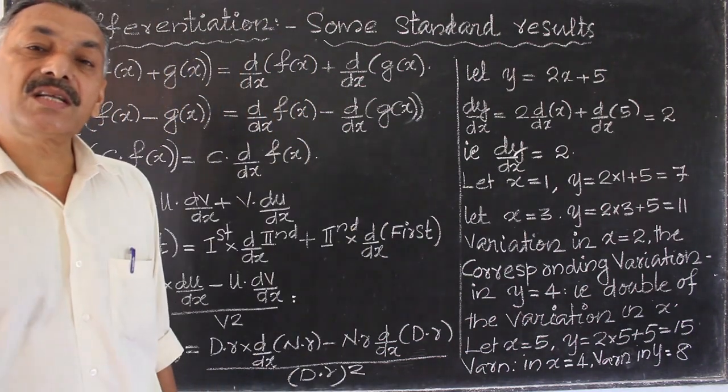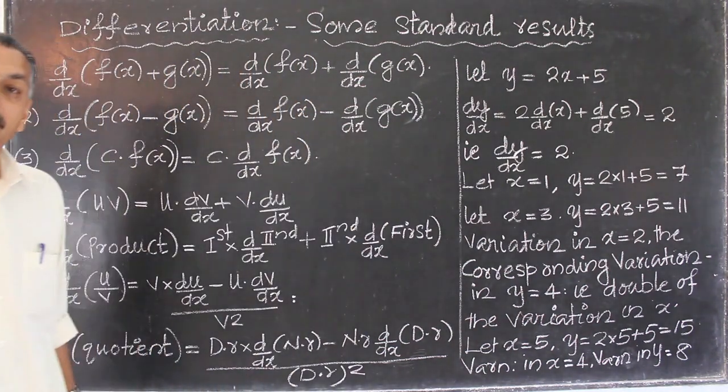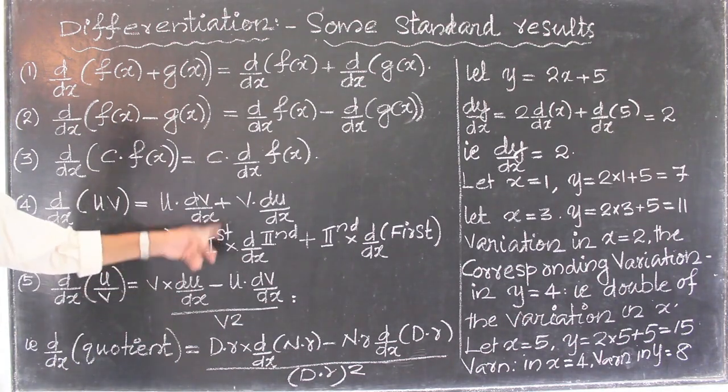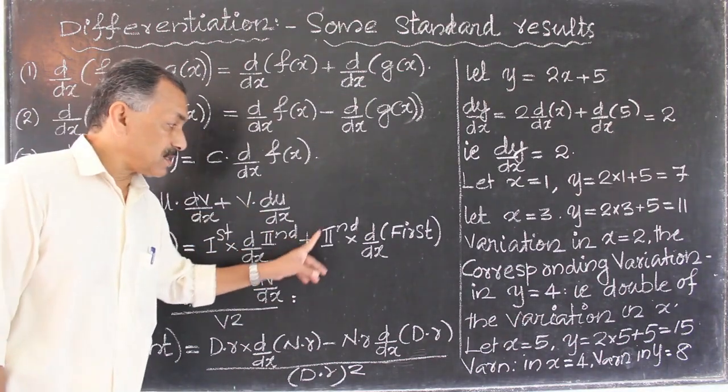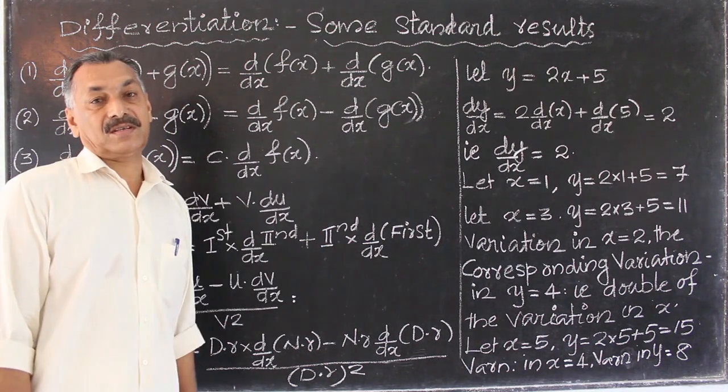If there are two functions, then derivative of a product is equal to first function into derivative of second plus second function into derivative of first.